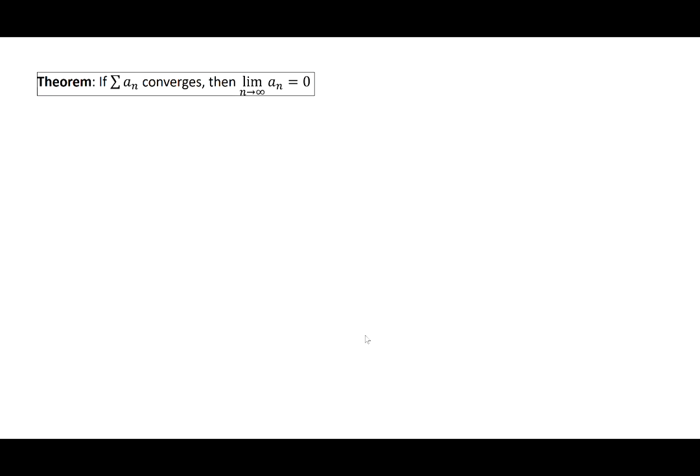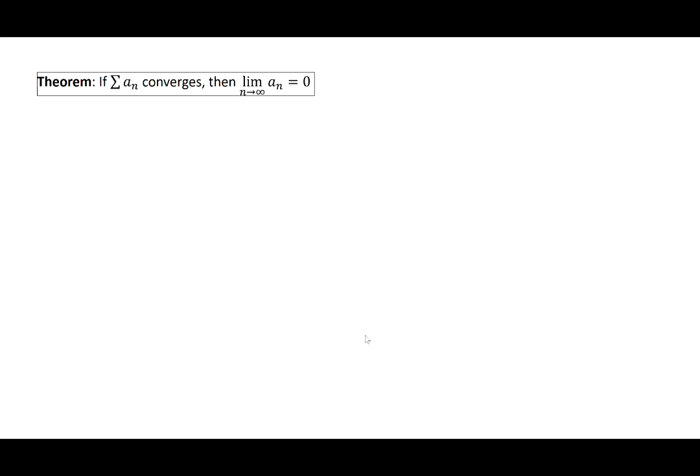Cool? Okay, so needless to say, here we have bumped into a theorem, and sure enough, it is in the form of a conditional if P then Q. If sigma a sub n converges, then limit of a sub n as n approaches infinity is equal to 0. I'm not going to prove it, but that's a theorem. Is the theorem true?